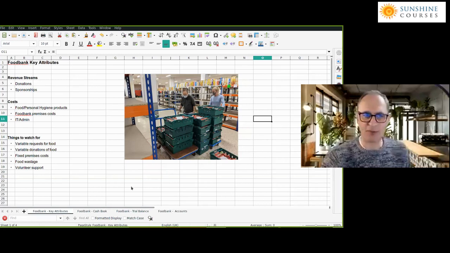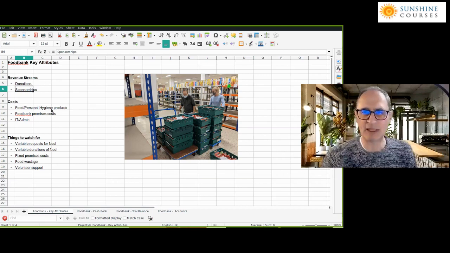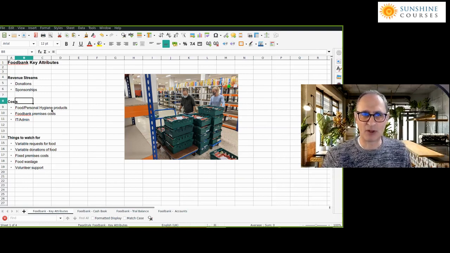So the key attributes for a charity are, how much are our total donations? Can we get people to sponsor us? So we had one person at the food bank who did a marathon in her back garden, and she raised a huge amount of money from sponsorships. So how much are donations, how much are sponsorships? Also, can we get corporates to sponsor us? Those go to sponsorships. And is that enough to cover the cost of buying food and personal hygiene, our premises costs, the IT and the admin?